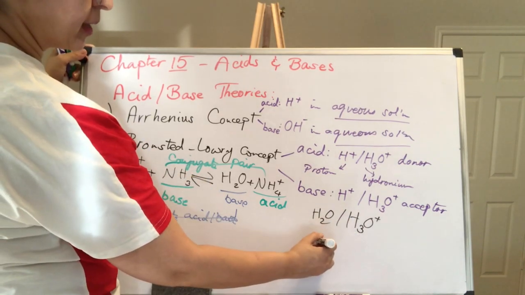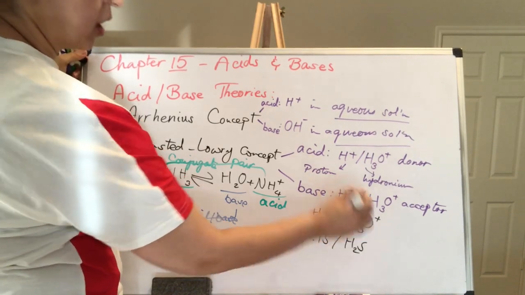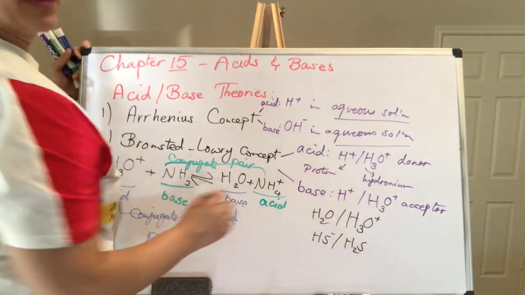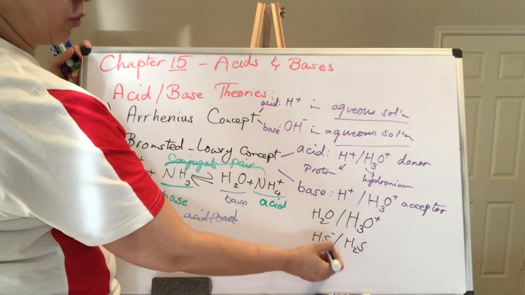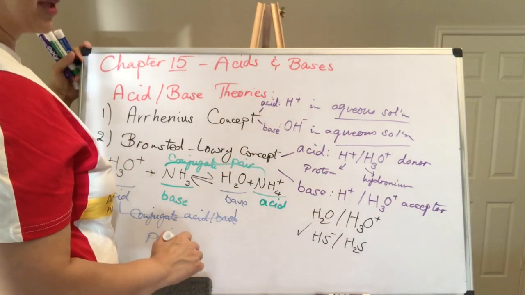Can I say HS- and H2S are a conjugate acid-base pair? Is the non-metal the same? Yes, both sulfur. What is the difference between the hydrogens? 1 hydrogen, 2 hydrogens. So this is another conjugate acid-base pair.